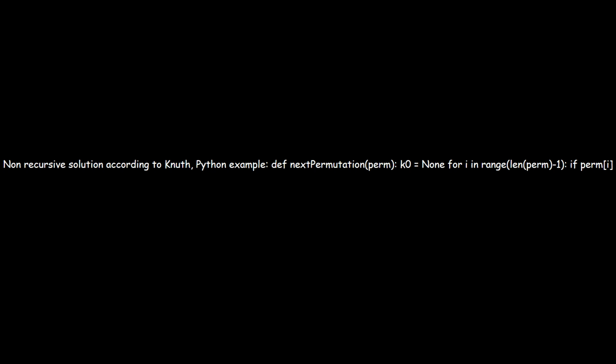Non-recursive solution according to Knuth. Python example: def next_permutation(perm): k0 = None; for i in range(len(perm)-1): if perm[i] < perm[i+1]: k0 = i; if k0 == None: return None; l0 = k0 + 1; for i in range(k0+1, len(perm)): if perm[k0] < perm[i]: l0 = i; perm[k0], perm[l0] = perm[l0], perm[k0]; perm[k0+1:] = reversed(perm[k0+1:]); return perm. perm = list(12345); while perm: print(perm); perm = next_permutation(perm).